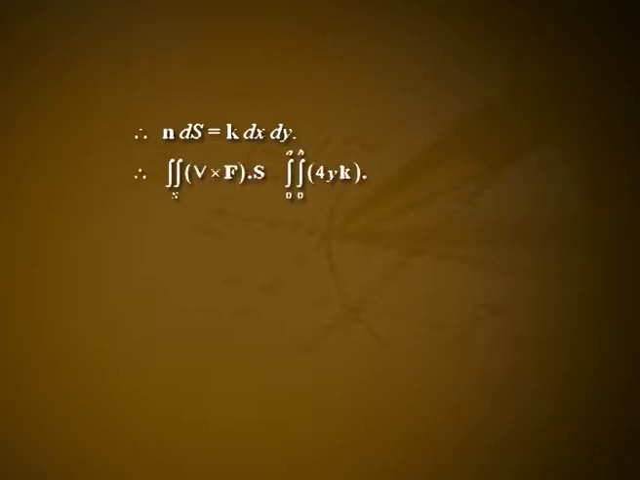Therefore, the double integral over S of del cross F dot n dS is equal to the integral from 0 to a, integral from 0 to b of 4y k dot k dy dx, which is the double integral of 4y dy dx, equal to 2ab², equation number 1. Now, the circulation over C of F dot dr is equal to the integral over OA of F dot dr plus the integral over AC of F dot dr plus the integral over CB of F dot dr plus the integral over BO of F dot dr, equation number 2.